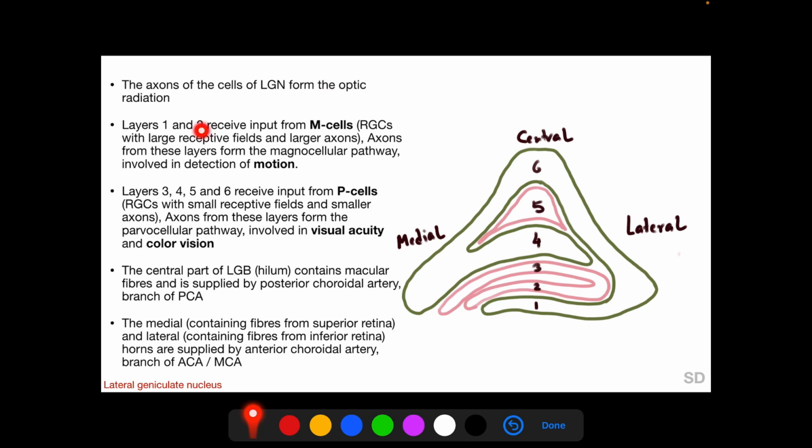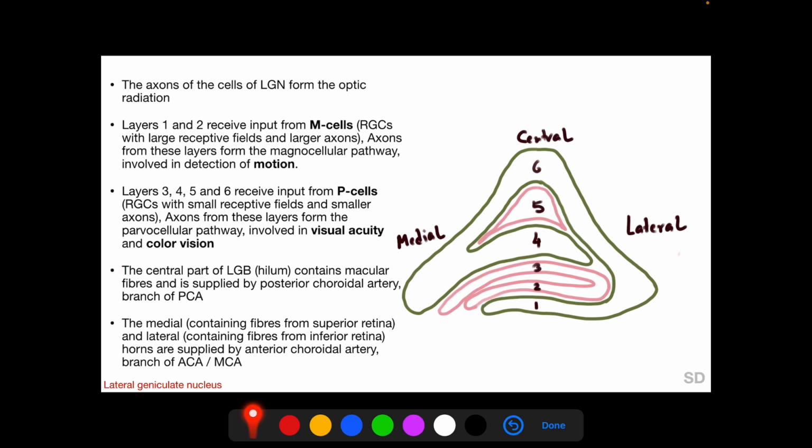Layers 1 and 2 of the lateral geniculate nucleus receive input from the M cells. The M cells are the retinal ganglion cells with large receptive fields and larger axons. And axons from layers 1 and 2 form the magnocellular pathway involved in the detection of motion. Layers 3, 4, 5 and 6 receive input from the P cells, the retinal ganglion cells with small receptive fields and smaller axons. And axons from these layers form the parvocellular pathway, which is involved in visual acuity and color vision.